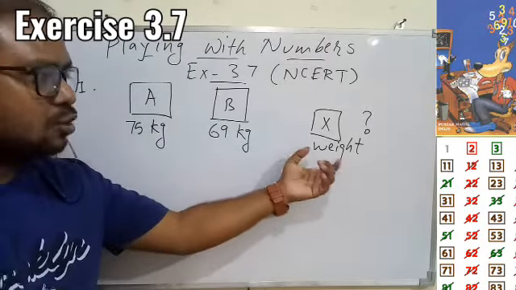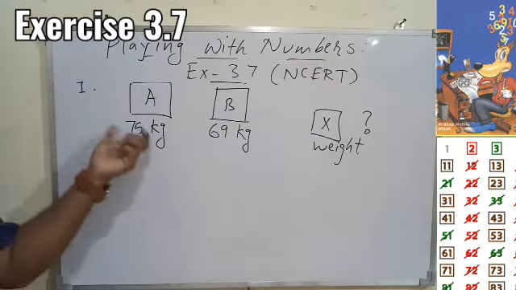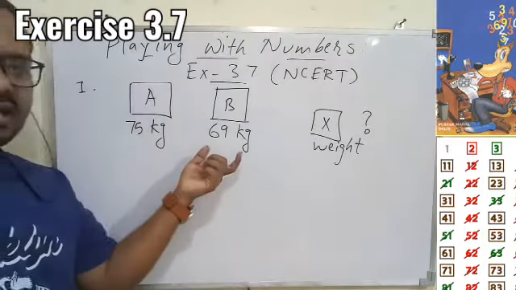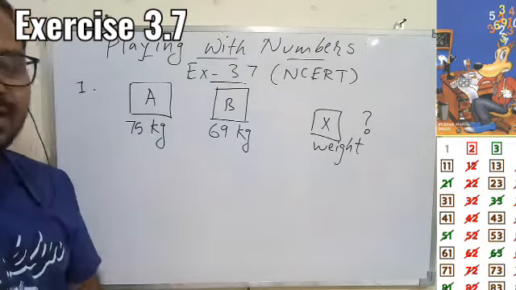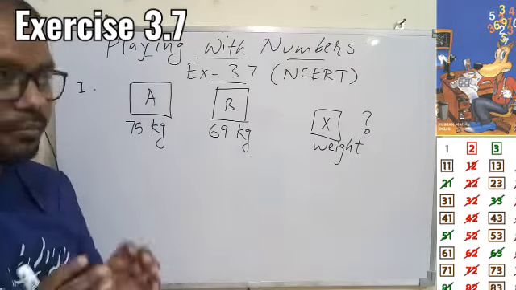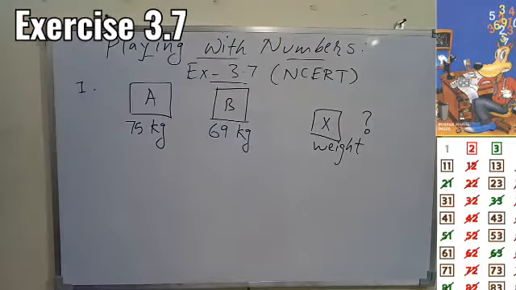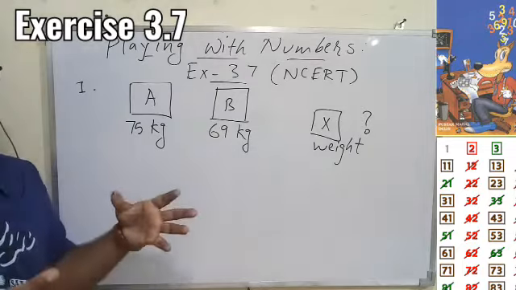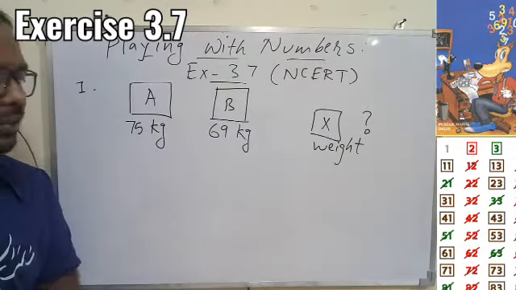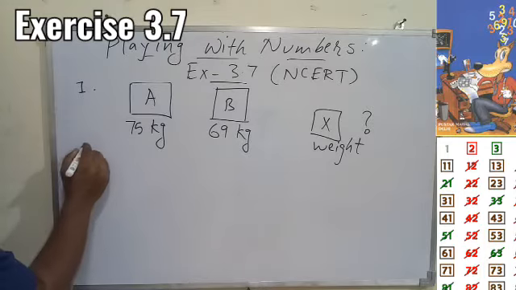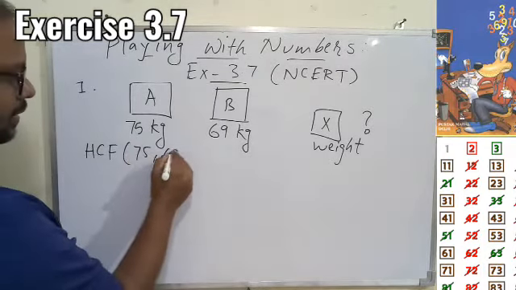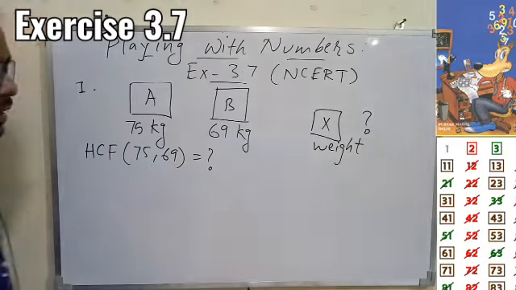So overall this common weight must be a factor of A and a factor of B, that is of the weights 75 kg and 69 kg, and the question says that factor must be highest. So we have to find the maximum weight. So we understood from the question that overall we have to find the HCF of 75 and 69. Once we get the answer, I'll let you know the meaning of that particular answer. So very first, let's find out what the HCF of 75 and 69 is.